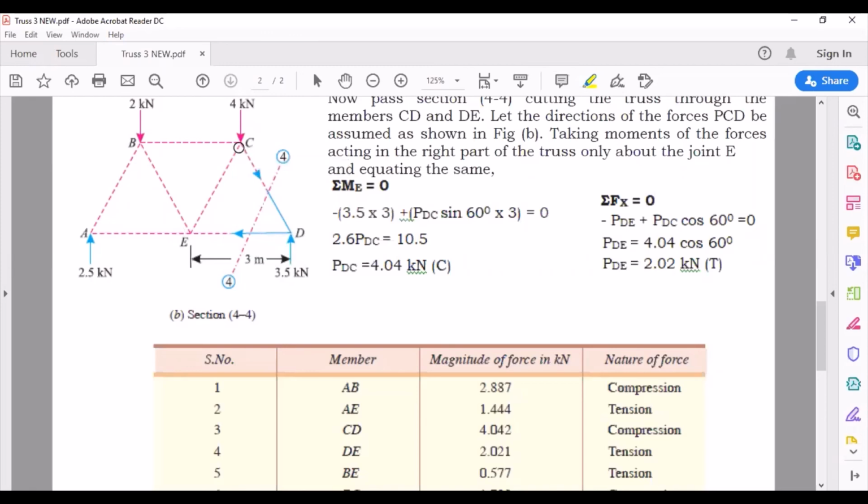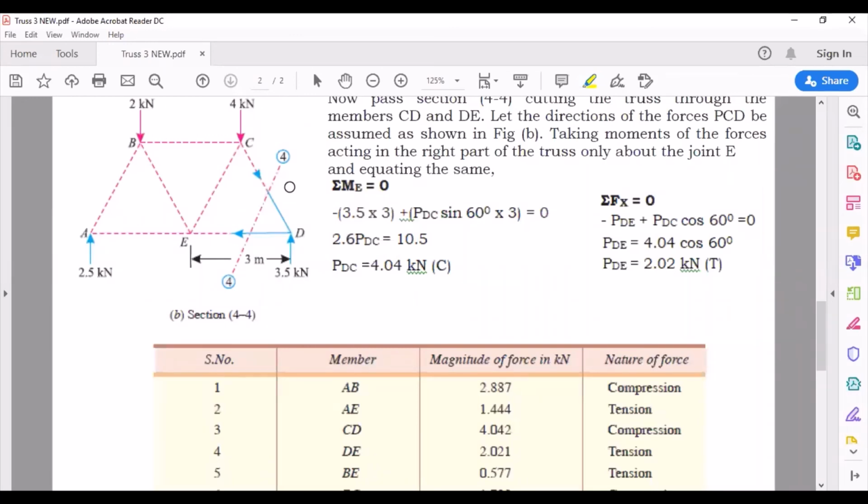So if I happen to resolve this CD, I'll be having a vertical force like this and a horizontal force like this. So this is vertical and this is horizontal. Using this, I will calculate the moment. So here 3.5 is a vertical type of force. The distance to be multiplied is horizontal. It is causing an anti-clockwise moment.